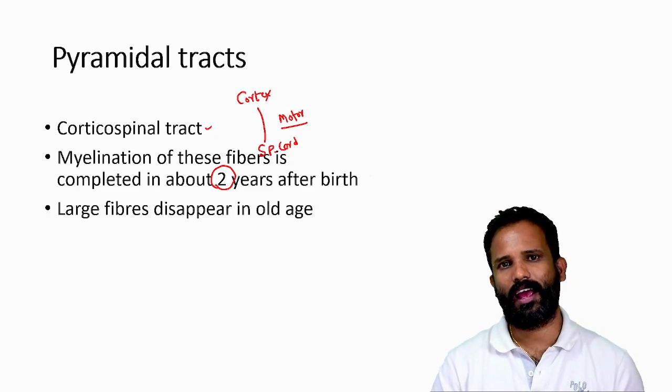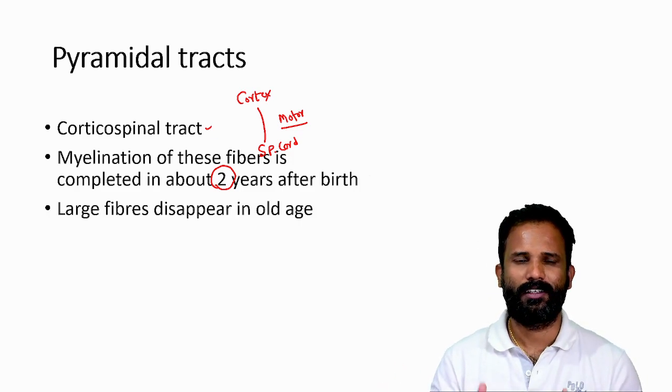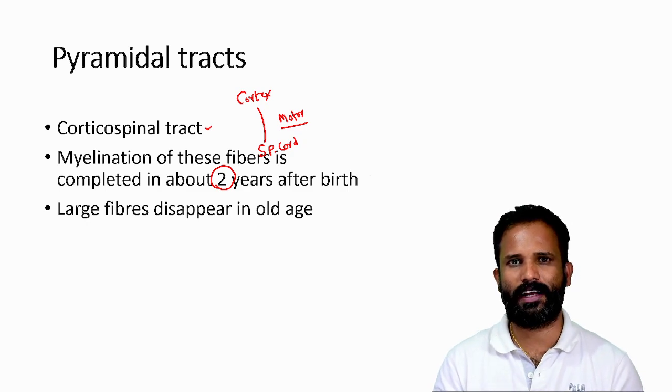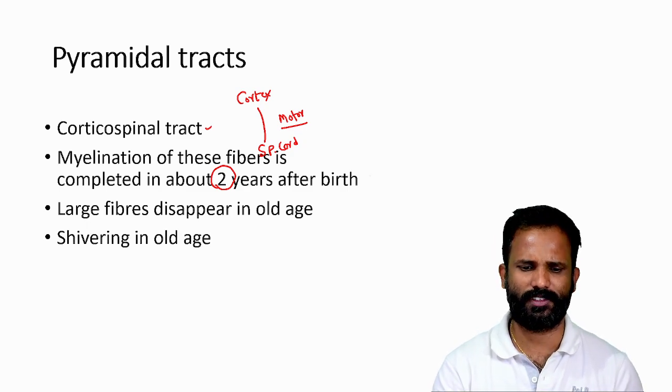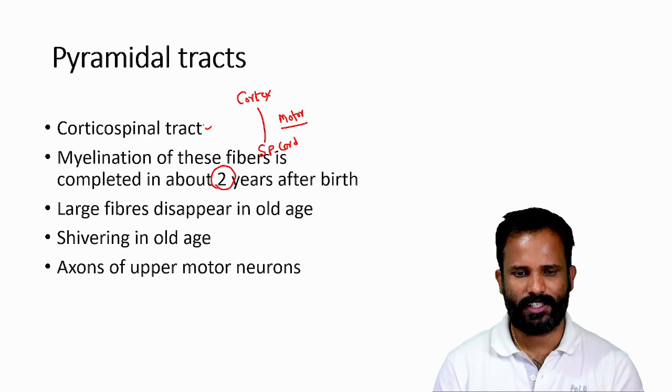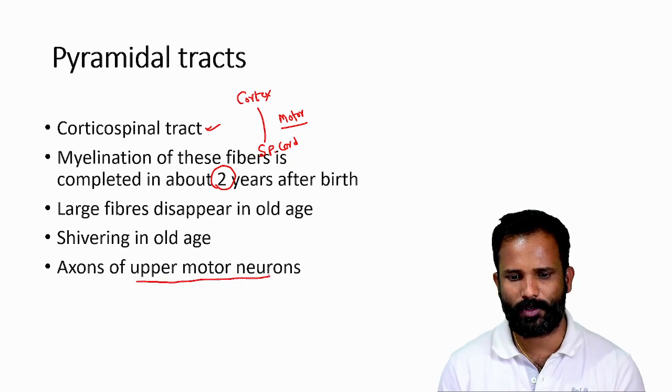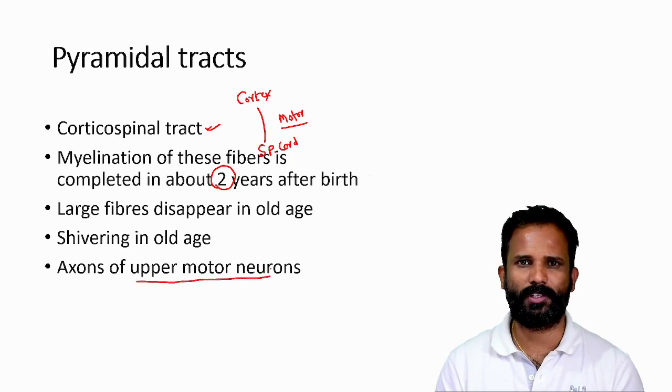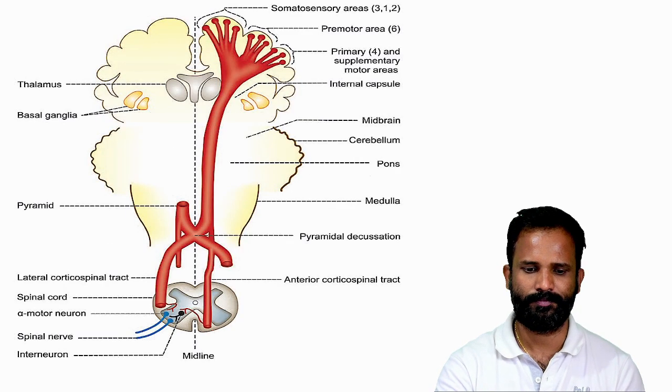And as age progresses, the large fibers of this corticospinal tract disappear, and that is one of the reasons for the shivering in old age. And these corticospinal tracts are nothing but the axons of upper motor neurons. We'll talk about what is upper motor neuron and lower motor neuron.